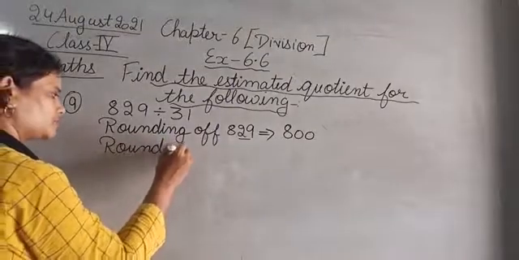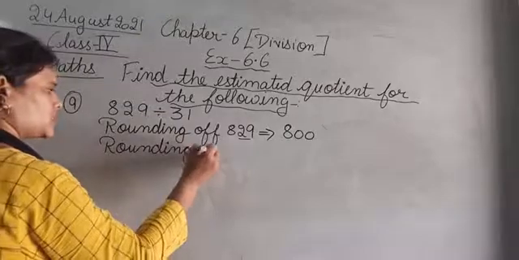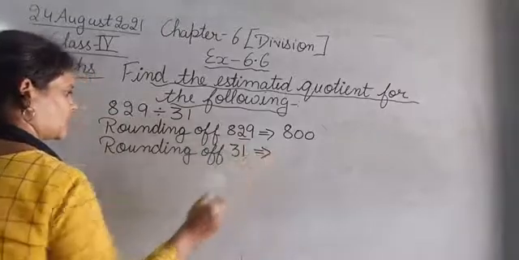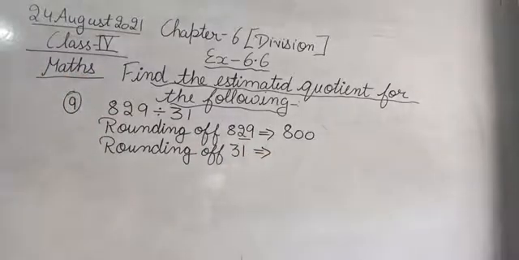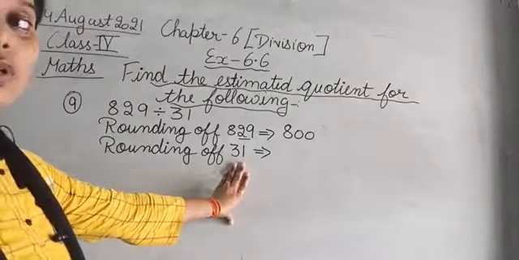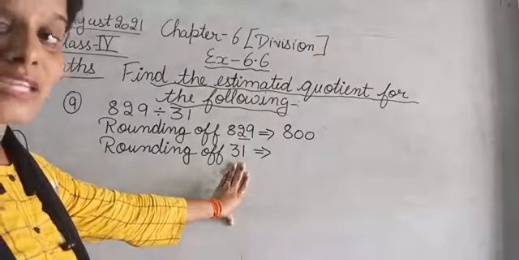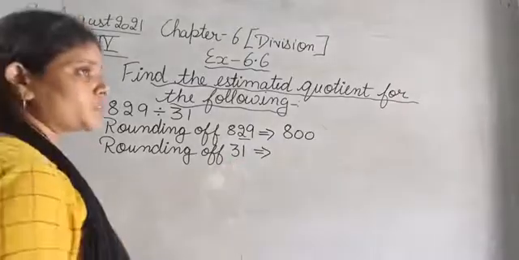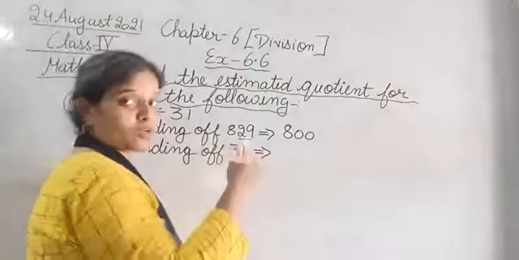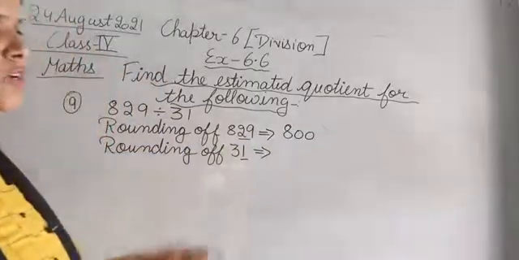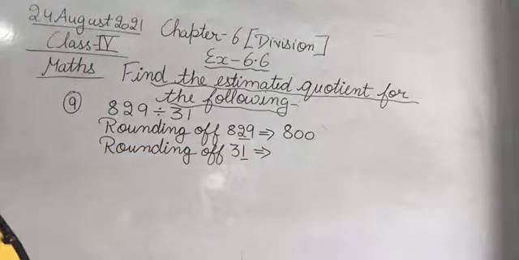The next number is 31. Rounding off 31. So again we have to round it off to its highest place value. तो इसमें भी देखिए this is a 2-digit number. The highest place value of a 2-digit number is always tens. So we are going to round it off to the nearest tens. That means we are going to observe the digit that is at ones place, just the smaller place value, that is 1.